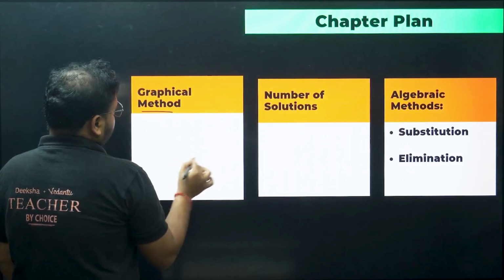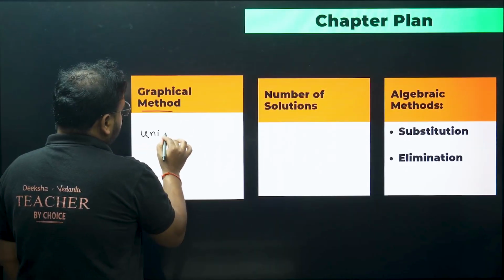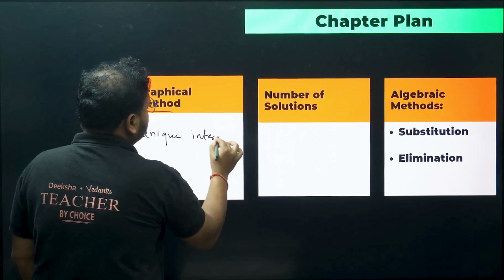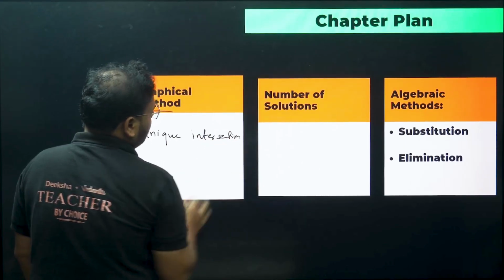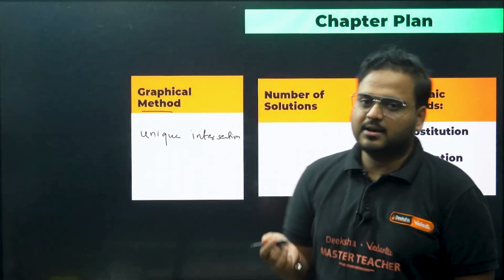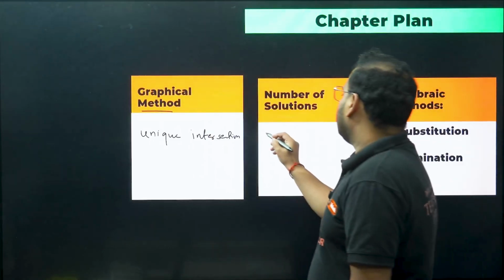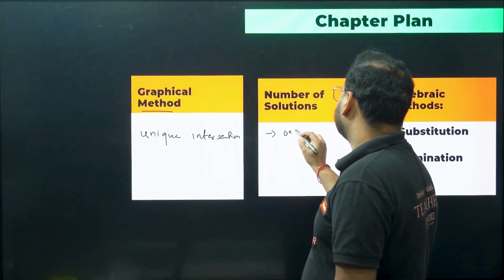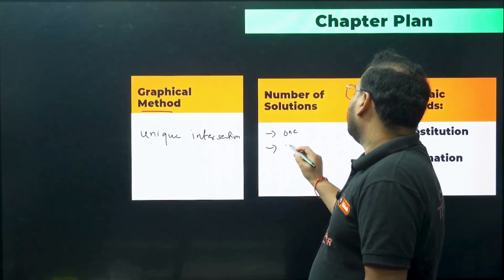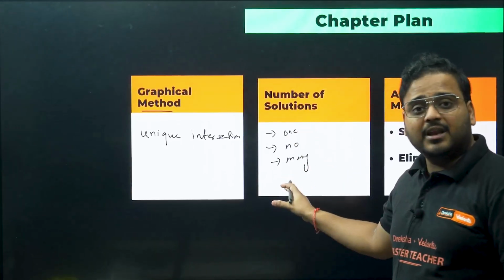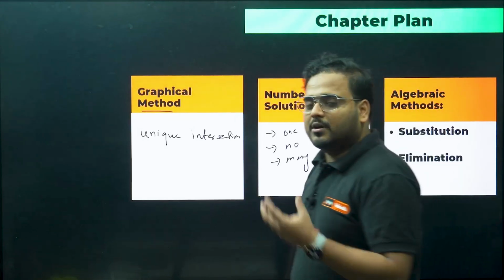Where we look for unique intersections, that is what is called a solution in the case of the graphical method. Over here, for the number of solutions, we have one solution, which is called unique, we have no solution, and we have many solutions. And for this I'll give you both the graphical approach as well as the algebraic approach.